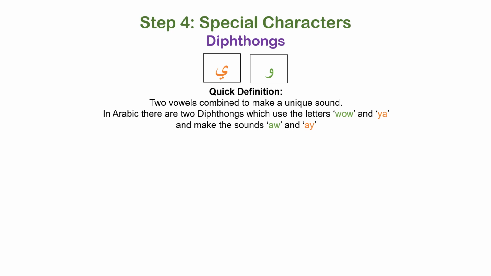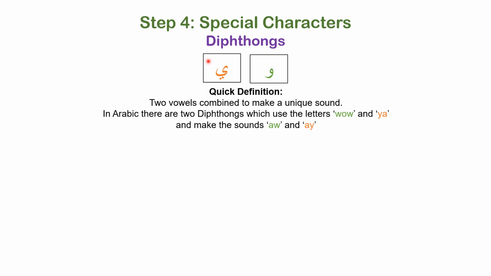The letters used to make these sounds, O and A, are the letters waw and ya, as you can see on the screen here. Waw relates to the sound O, and the ya relates to the sound A. So you're probably asking now, how do we identify when the sound is a diphthong sound? Well, the formula is as follows.